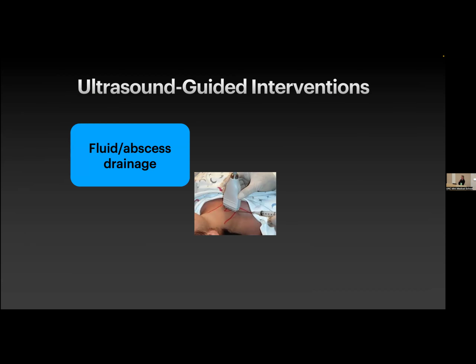Well, we can use it to help guide us to an area of fluid or abscess that needs to be drained. So if we can see with ultrasound, we can watch in real time and make sure that whatever drainage device, drain or needle, we're able to get it right into the area we need to go and take the fluid that we need, whether that be for sampling or to put the drain in so that things can continue to drain out and it can heal.